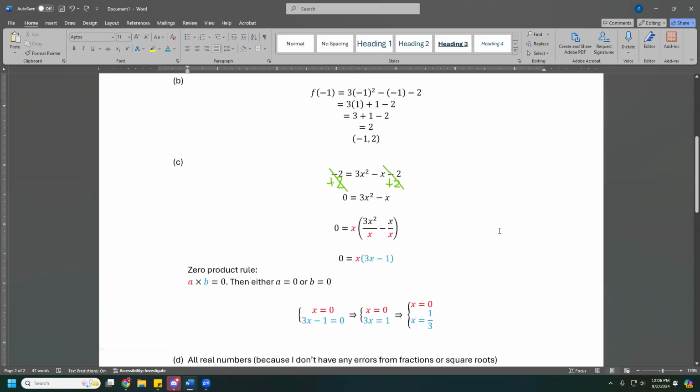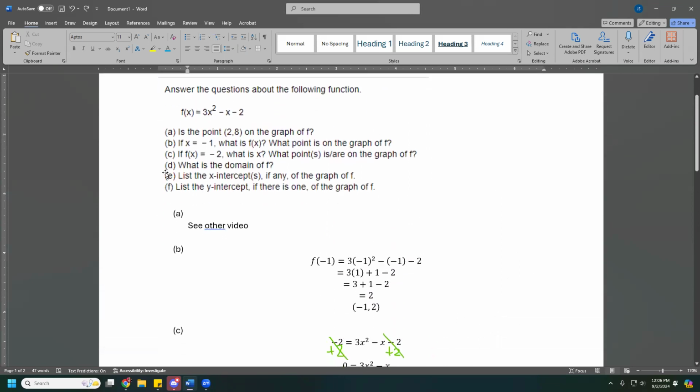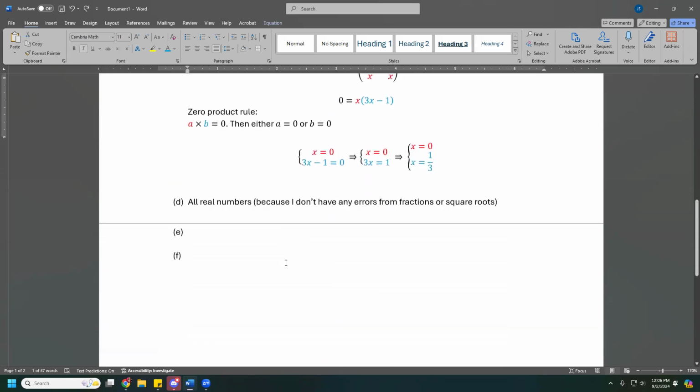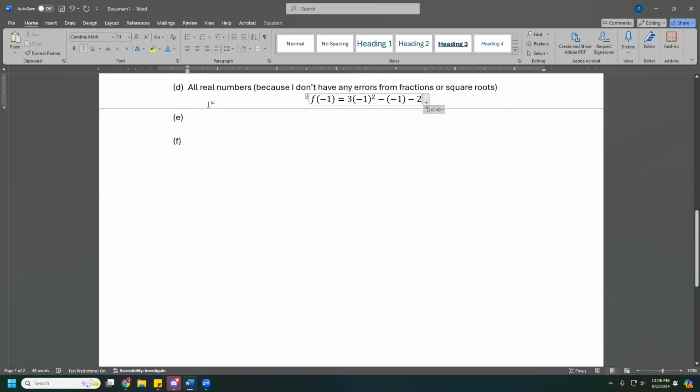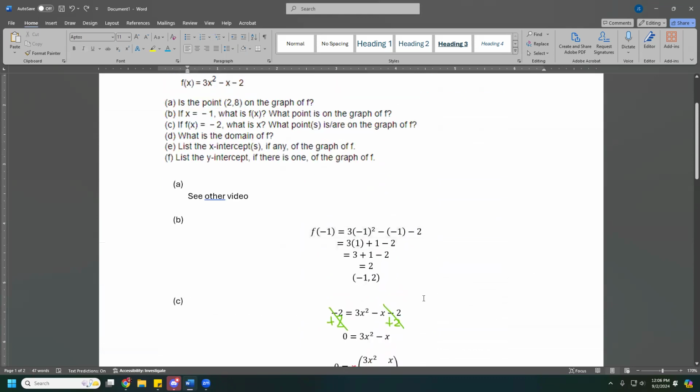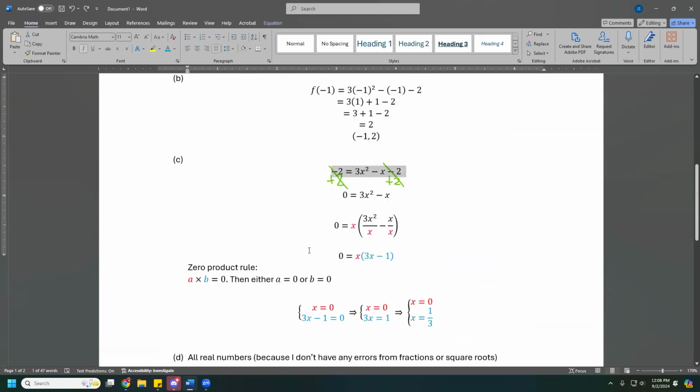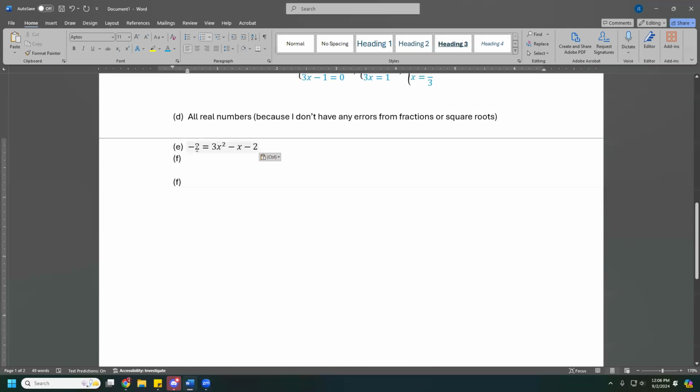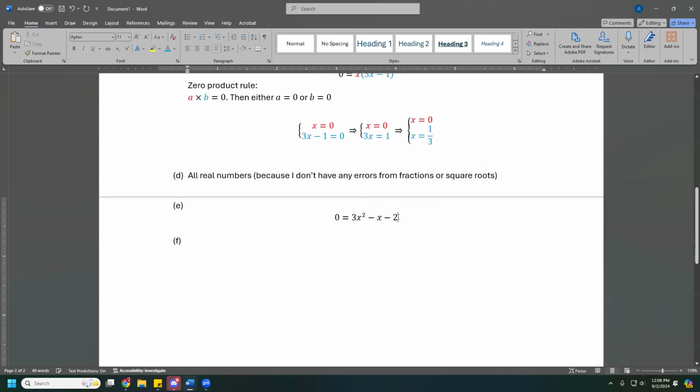Oopsie, don't do that. Okay, for part E, it says list the x-intercepts, if any, of the graph. So finding an x-intercept is the same thing as setting the function equal to 0 and seeing what I get for y. So here's my function. I'm going to move this over here. I'm setting it equal to 0, and now I need to solve for x. I'm sorry, I think I said solve for y. Set my y equal to 0, solve for x.